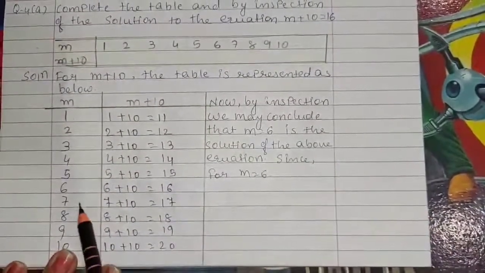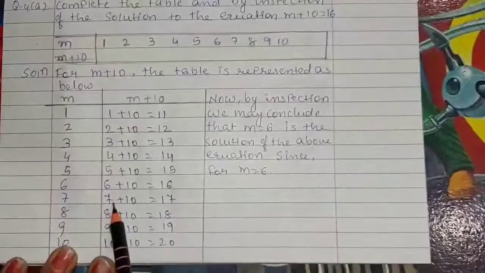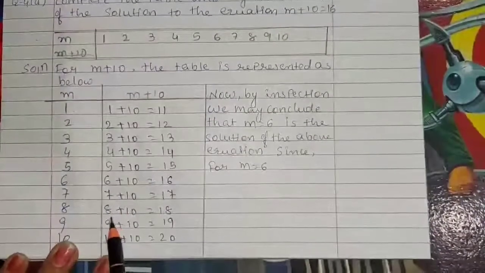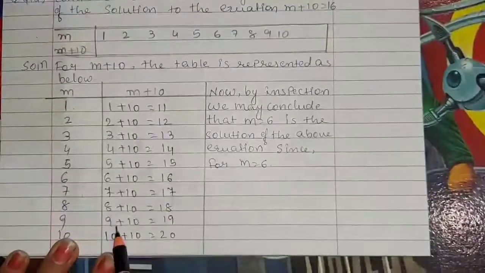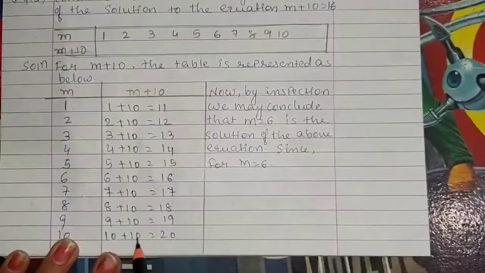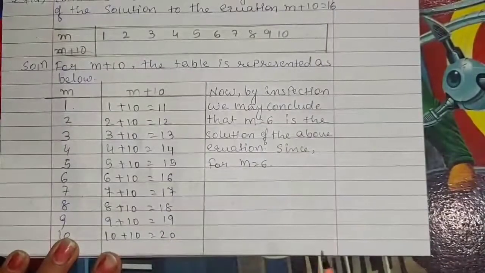Similarly, if we substitute m equals 7, then we get 7 plus 10 equals 17. M equals 8, then 8 plus 10 equals 18. M equals 9, then 9 plus 10 equals 19. And m equals 10, then 10 plus 10 equals 20.